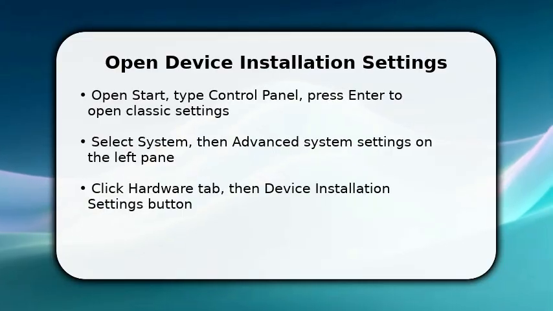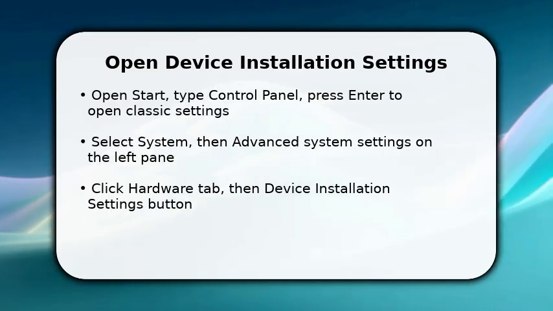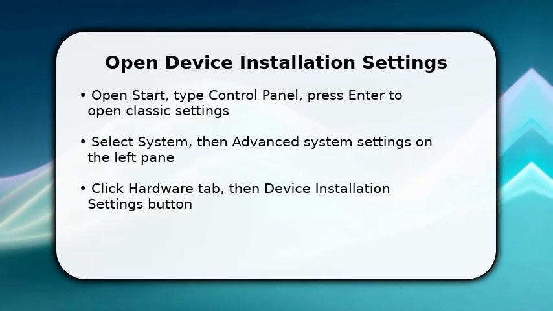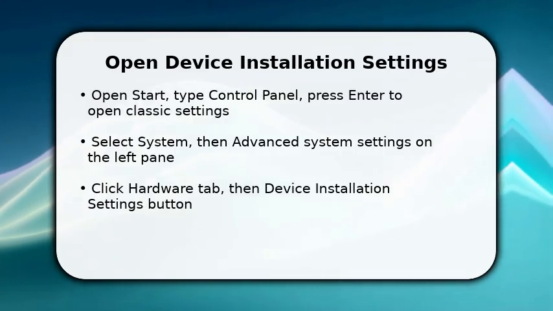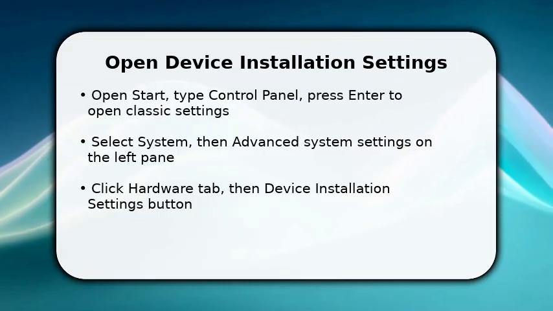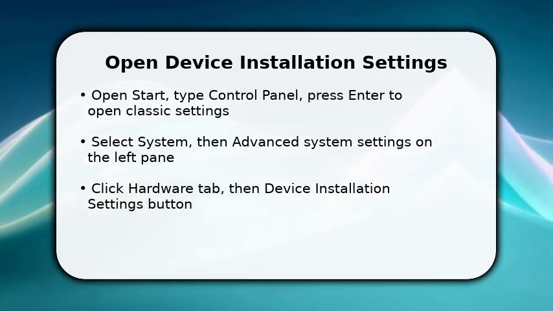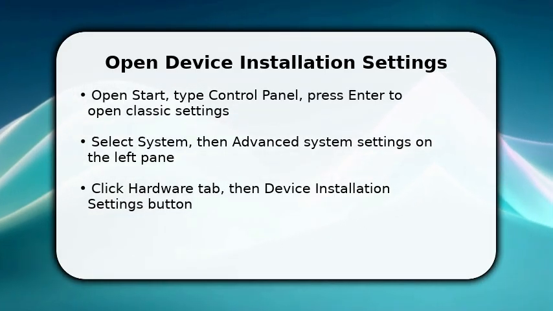You'll start inside Control Panel because this gives direct access to device installation options. Open Start, type Control Panel, and press Enter. Once the Control Panel appears, go to System, then click Advanced System Settings on the left. You need the Hardware tab next. Click it and select Device Installation Settings.